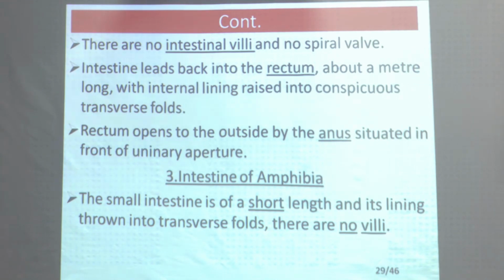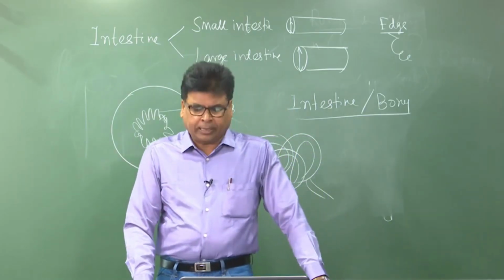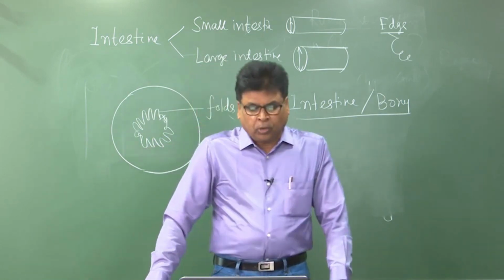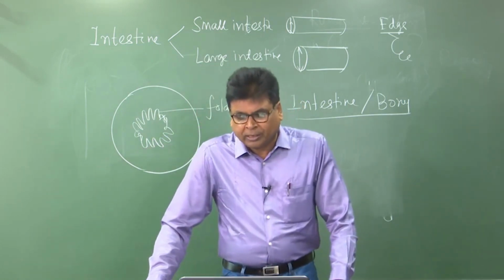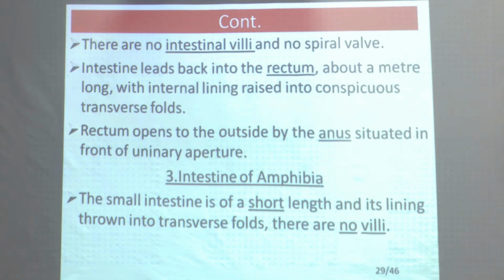In case of bony fishes, the intestine opens to the structure that is known as rectum, about a meter long. What is the length of this one? The rectum, which is also known as large intestine, is about a meter long, with internal lining raised into conspicuous transverse folds. These are transverse folds.